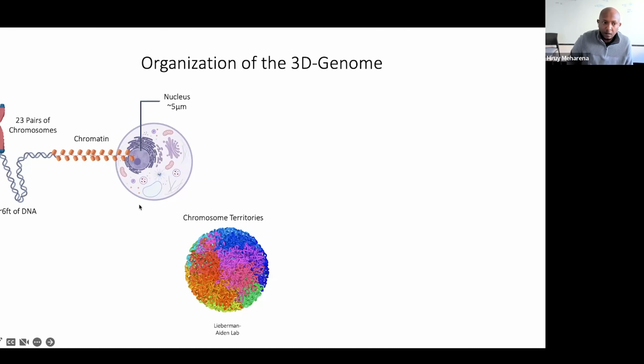However, in the past, we thought that the organization of the DNA inside the nucleus was very random. But with the advancement of microscopy and next generation sequencing approaches, we've now identified that every chromosome actually occupies a very specific space within the nucleus during interphase.